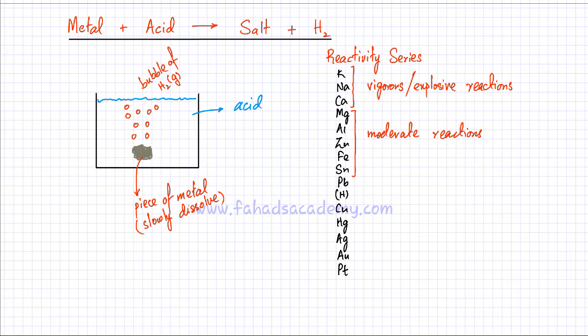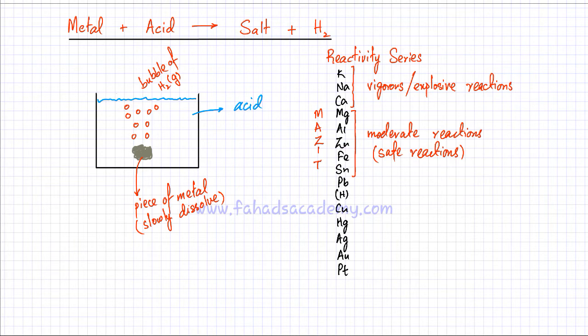So remember this: if you're asked to perform this reaction in the laboratory, then you can use these metals. One mnemonic that you can remember is MAZET, which stands for magnesium, aluminium, zinc, iron, and tin. So always remember these MAZET metals. They have moderate reactions, and you can safely perform these reactions in the school laboratory.